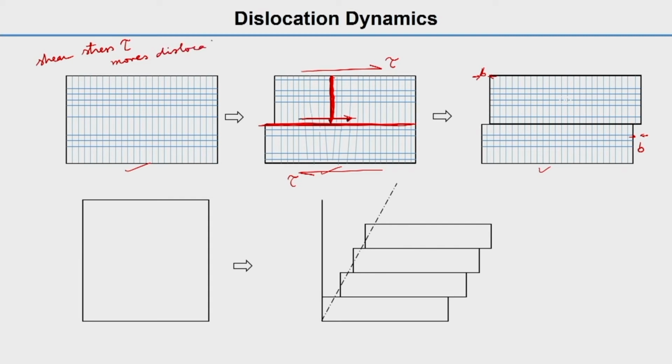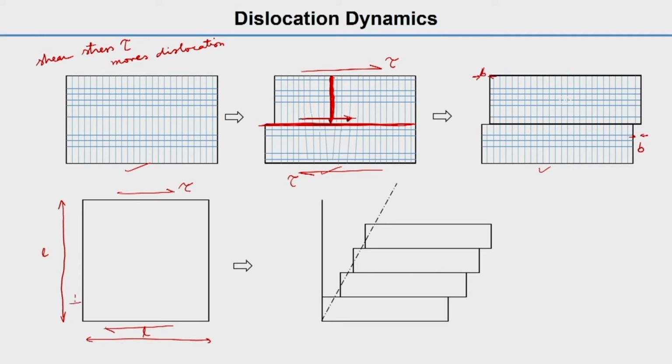Here in this case we are showing only one edge dislocation. And again in the lower figure, let us say we have a square domain of material, of length L by L, and let us say we are applying some shear stress tau, and there are some dislocations.